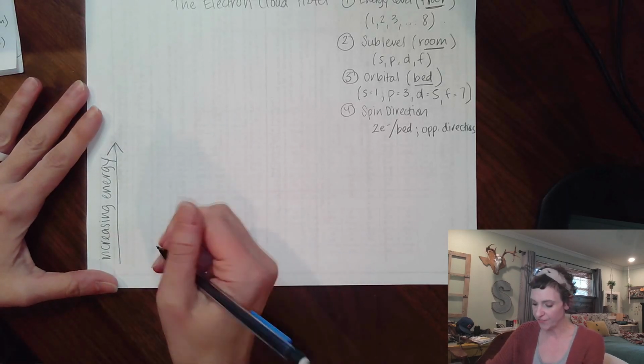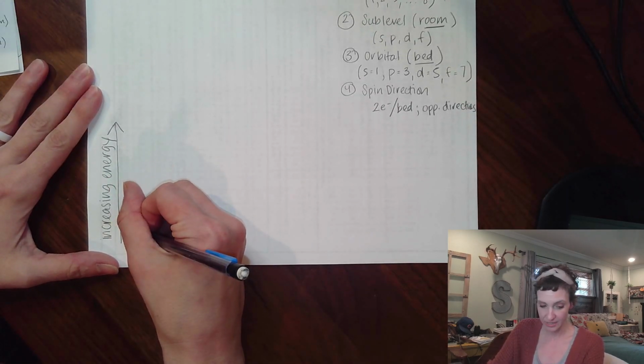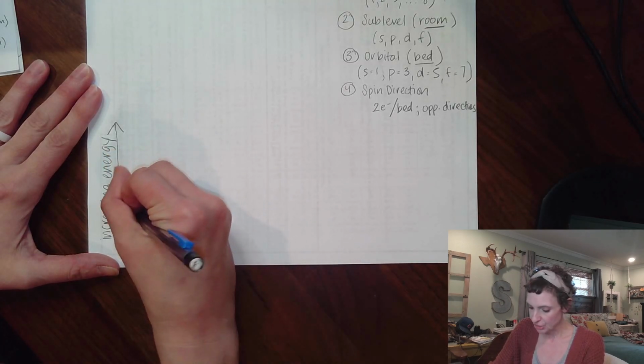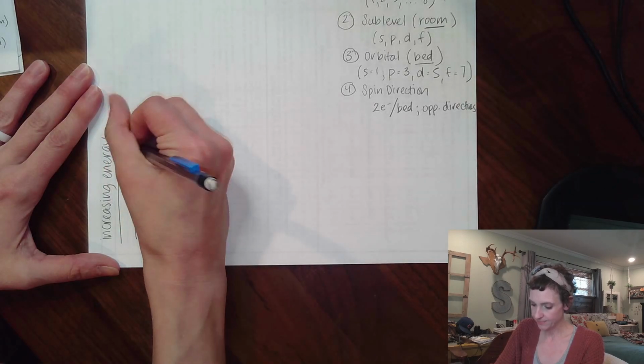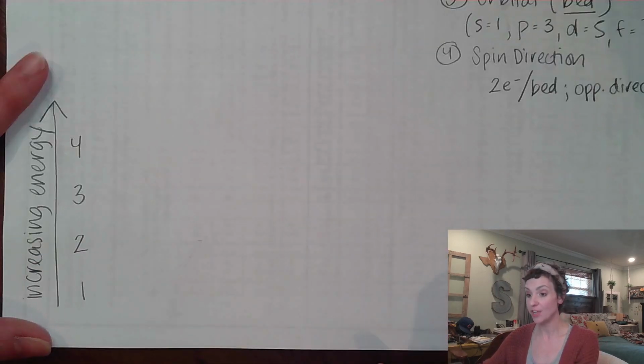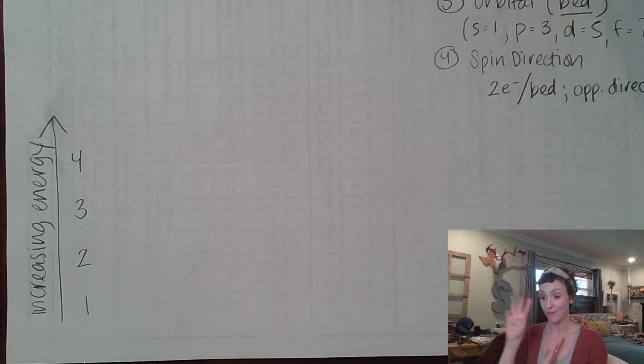Okay, so we're going to draw the first 4 floors of our electron cloud hotel. So we're going to draw floor number 1, 2, 3, and 4. Okay, so I'm going to zoom in a little bit. And what you will need for your hotel is you are grabbing 4 colors or colored pencils, okay?